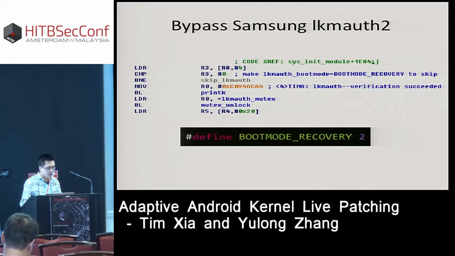This is another kind of authentication. This happens in a Samsung S4 Lollipop, but it's still the same story. It just checks the hash value, those kinds of things. So there is an export symbol called LKM auth_bootload.